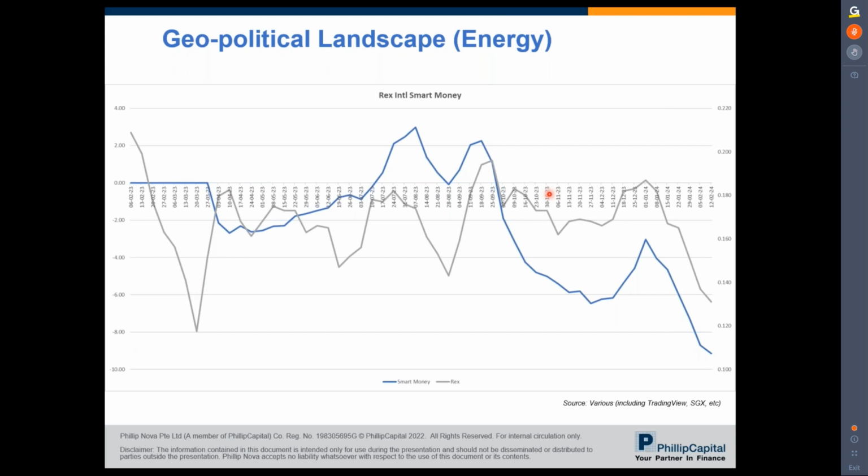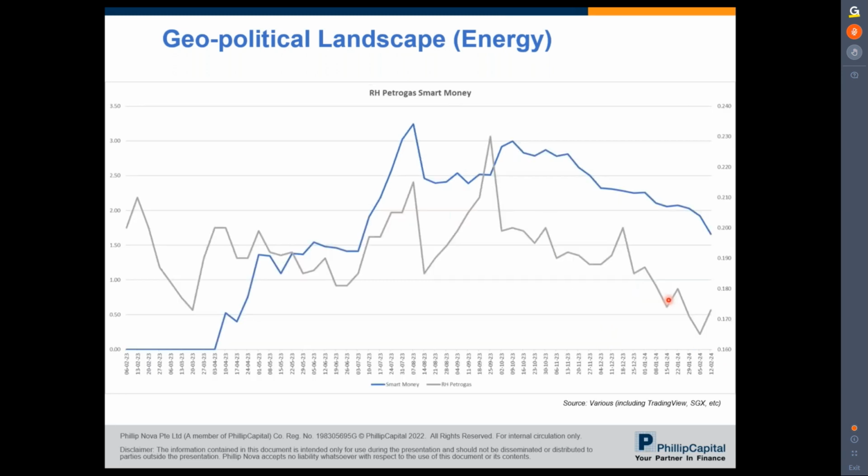How about the next stock, REX International, ticker 5WH. REX International is an oil exploration and production company, mainly operating in Norway. Similarly, smart money has been selling since July last year. There was a period of time that it went up a bit, but all in all, in general, they have been selling. So no opportunities on REX International as well.